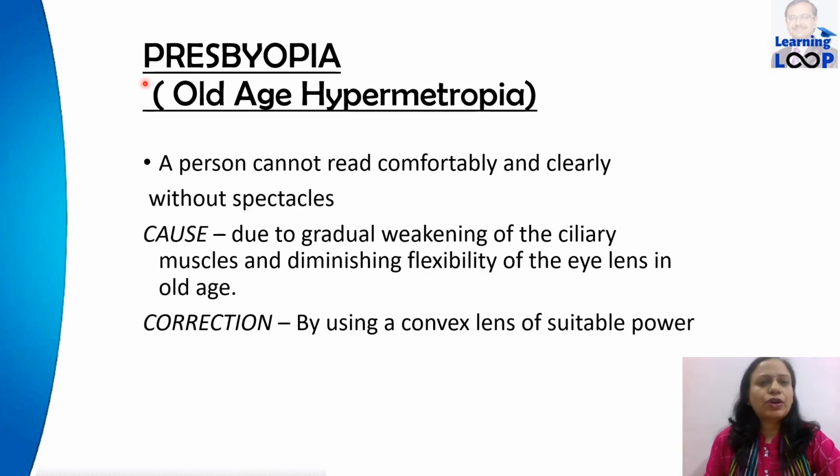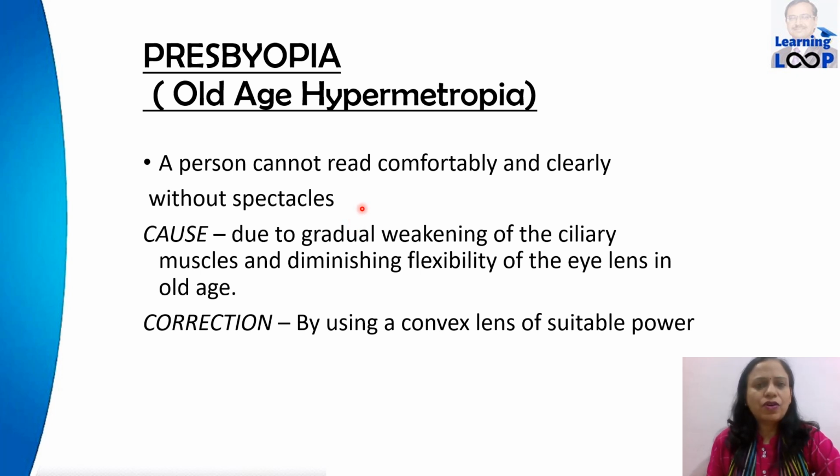The third defect that we are going to talk about is presbyopia. It's also known as old age hypermetropia. It is something which almost everyone suffers at some stage of their life, and it generally happens at an old age because a person cannot read comfortably and clearly without the use of spectacles. You must have seen elders at home using reading glasses. Normally, you never see children using reading glasses. It always happens at a later stage of life.